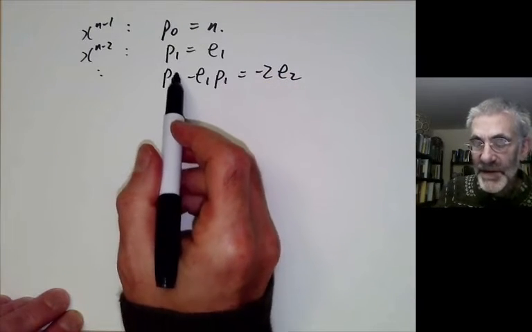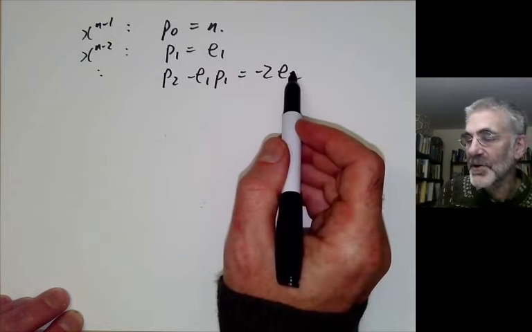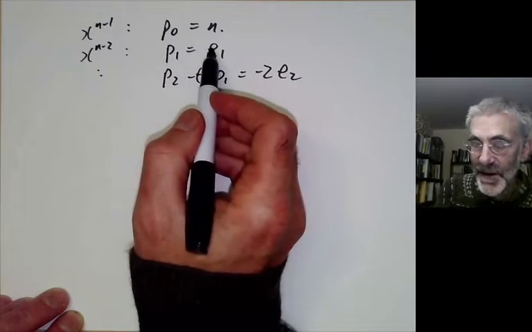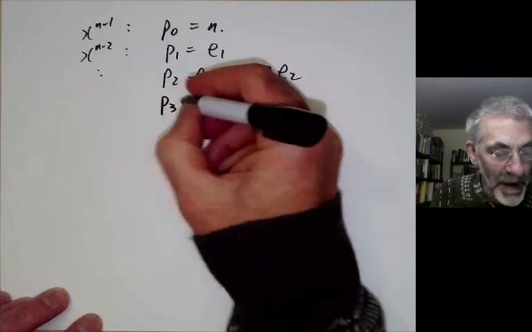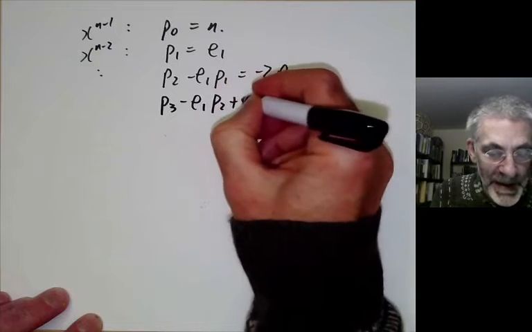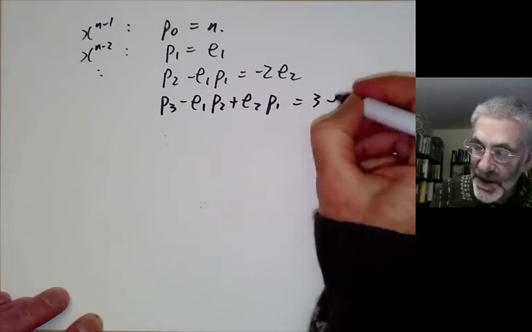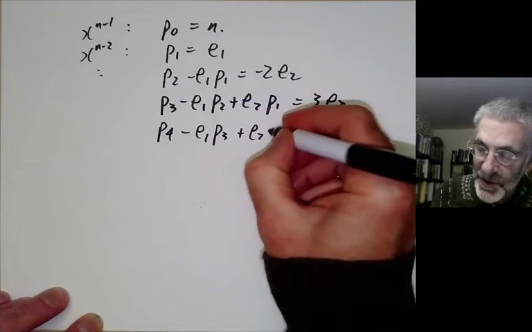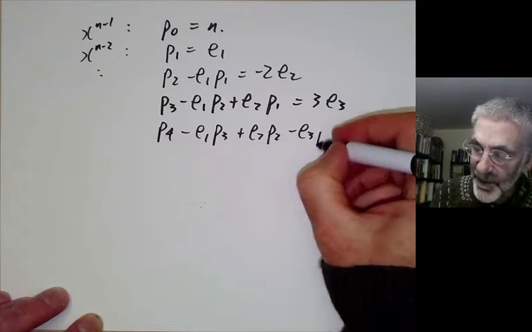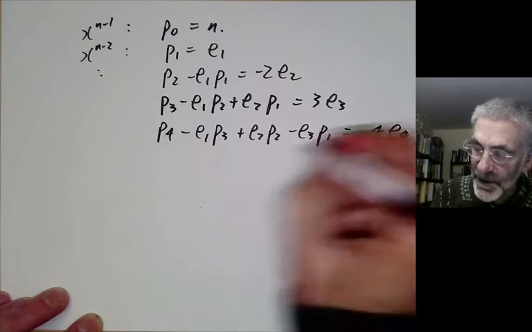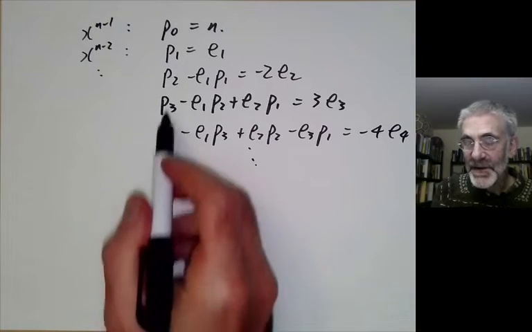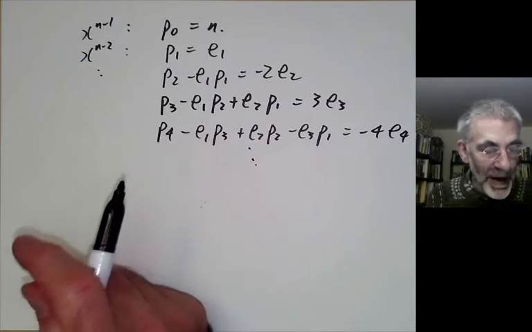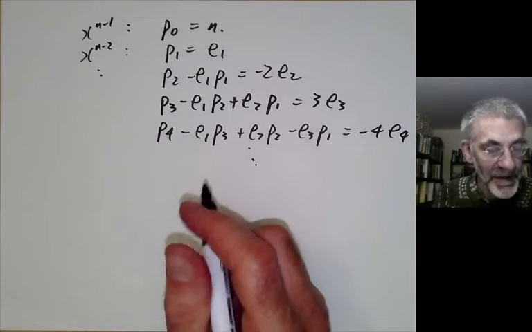And now this doesn't quite give us a formula for p2 in terms of the elementary symmetric functions because we've got p1 appearing there, but that doesn't really matter because we know p1 already. And similarly, we get p3 minus e1 p2 plus e2 p1 is equal to 3e3. And we go on like this, p4 minus e1 p3 plus e2 p2 minus e3 p1 is equal to minus 4e4, and so on. So this gives a very nice series of identities which allows you to work out the pi's explicitly by recursion in terms of the elementary symmetric functions.